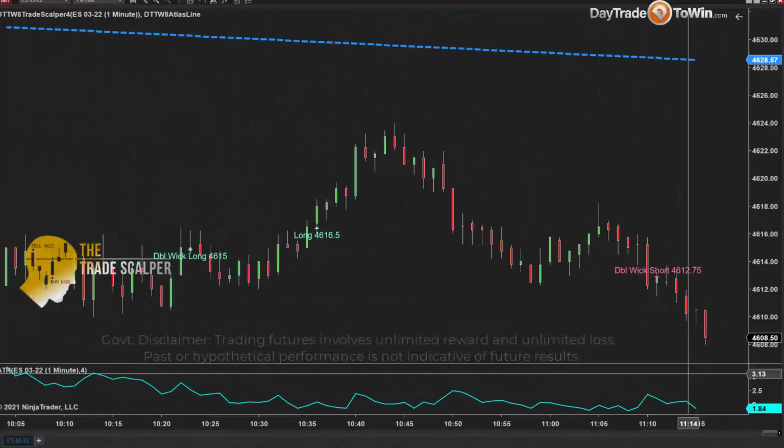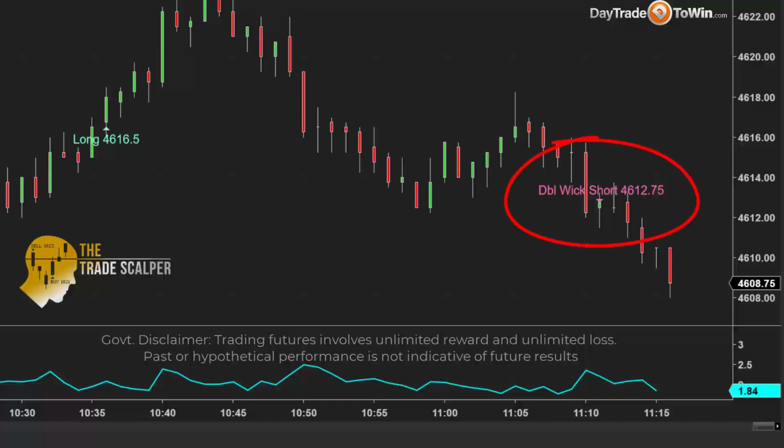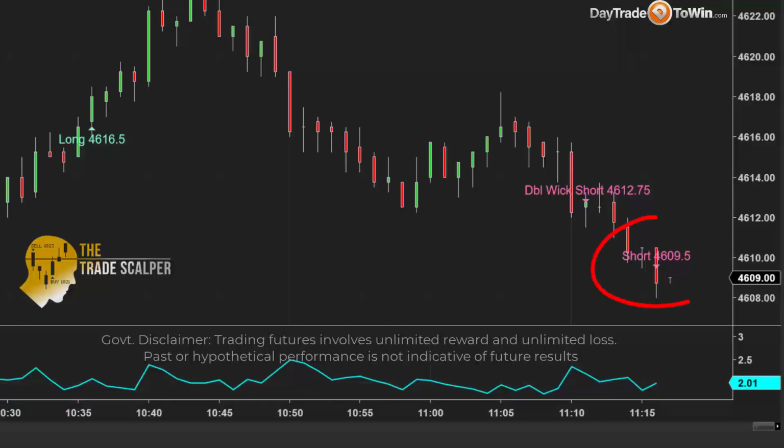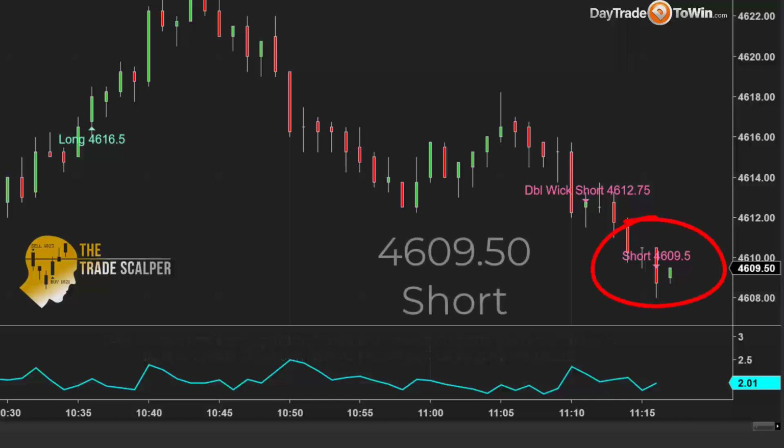Hello traders. I missed this trade at 46.1275. I was on the phone, I just missed it. But the good thing is that there's another trade happening on the Trade Scalper right now at 46.0950. That's the Trade Scalper software indicating to go short once again at 46.0950. To me, this is a good trade.